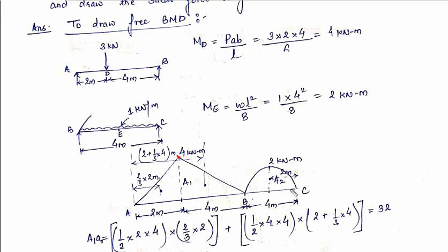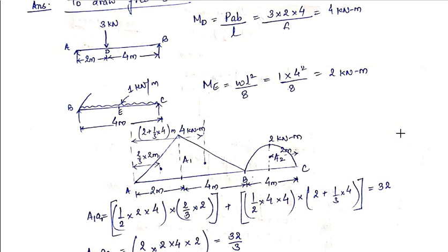Now let's come to the span BC. So for BC span, we know that the maximum bending moment will occur at point E. So from E point, that is the midspan of BC, draw a point at a height of 2 kilonewton meter because ME is 2 kilonewton meter. Now join B to this point and this point to C point with a parabolic line. So this diagram will give you the free bending moment diagram for the span BC. So this total diagram is a free bending moment diagram for the beam ABC.